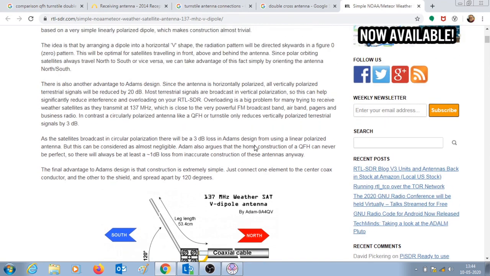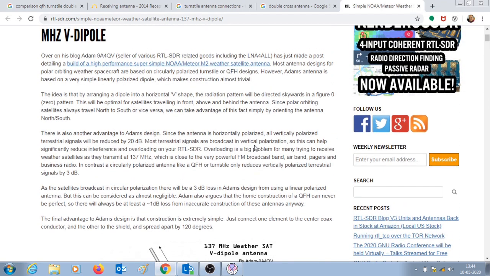This article also speaks about why and how this antenna can be useful in receiving weather images. It says that the idea is that by arranging a dipole in a horizontal V-shape, the radiation pattern will be directed skywards in a figure zero pattern. This will be optimal for satellites traveling in front, above, and behind the antenna. And since polar orbiting satellites always travel north to south or vice versa, we can take advantage of this fact simply by orienting the antenna north and south.